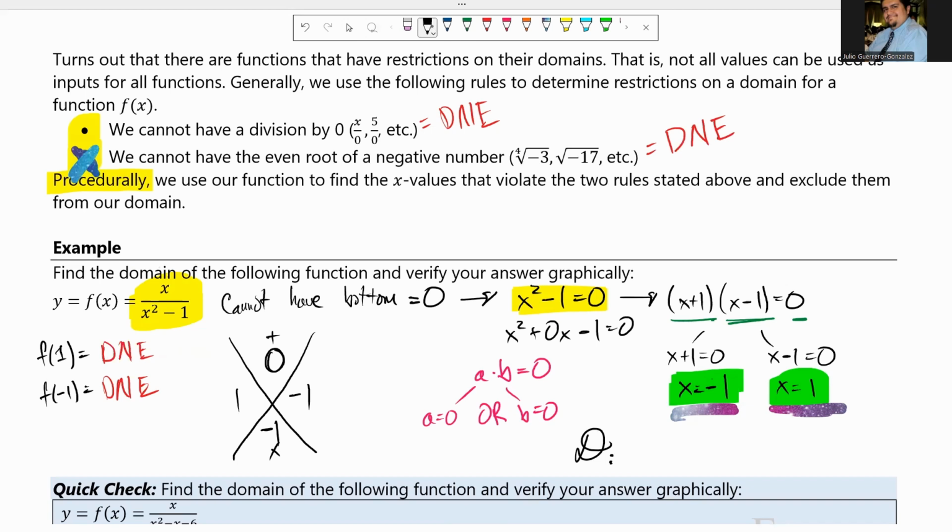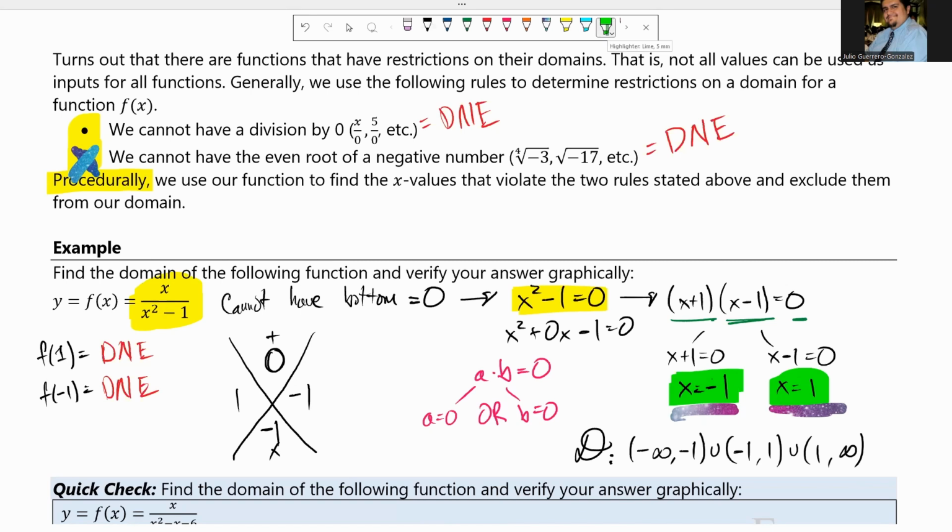So in order to do that, my answer is going to be this. For the domain of my f function, it's going to be -infinity to -1, union -1 to 1, union 1 to infinity. This is my final answer.